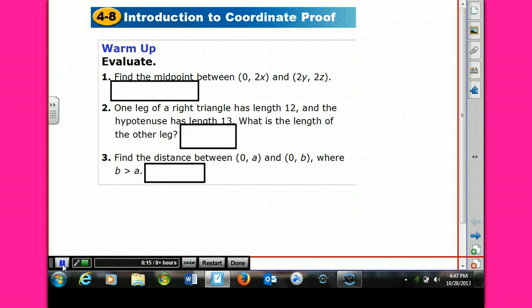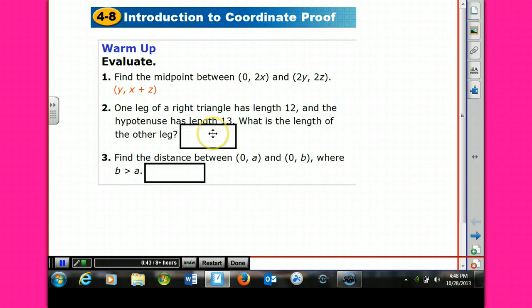Remember, finding the midpoint is basically taking an average, right? So you would add your x values and divide by 2. 0 plus 2y divided by 2 is plain old y, isn't it? And you'd add your y values, 2x plus 2z all over 2, leaving you x plus z. Kind of tricky with those variables, huh?